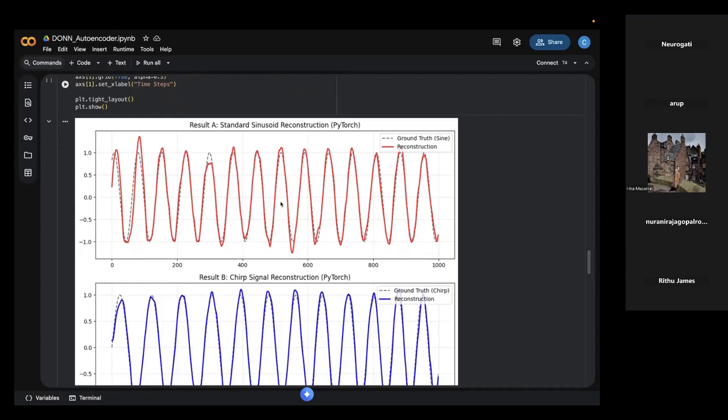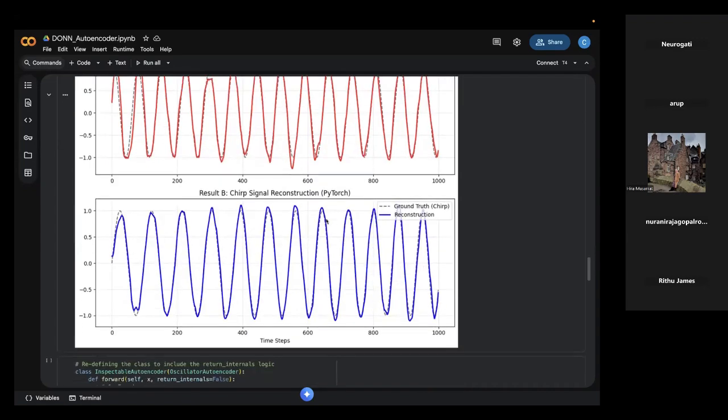The first one, the red signal, is for the sinusoid, and the blue signal is for a chirp signal, where the frequency is increasing with time. Again, here the frequencies are smaller, and as time goes by, the frequencies are larger.